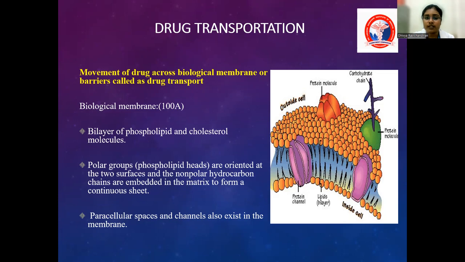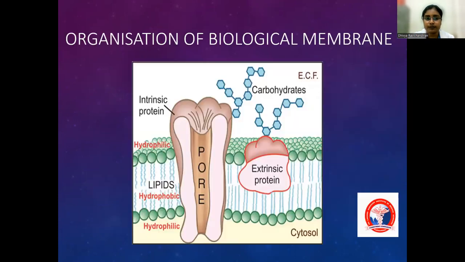And this is the picture depicting the bilipid layer of your cell membrane. This is the cross-section of your bilipid layer. So you can see hydrophilic heads, that is polar heads, and non-polar tails. They are bilipid, two layers, and some pore, an intrinsic protein, which forms a pore through which your water-soluble or non-lipid soluble drugs can pass through.